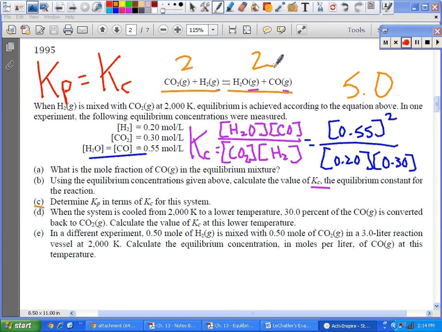So when delta N is 0, Kc equals Kp. So this is your answer. So Kp is 5.0. Yes, ma'am, Alexis. Okay, so you just have to do that and then. Yeah, you would actually show the equation, you plug everything in, and then solve it. Okay? Yeah, stuff like this, yes.